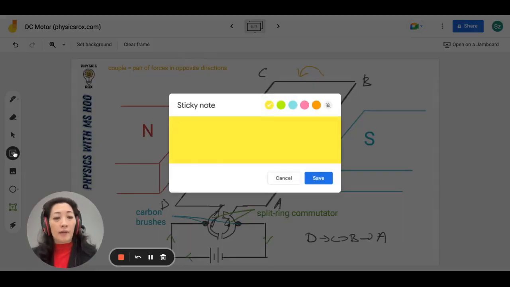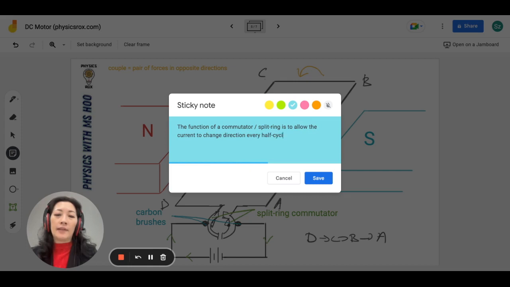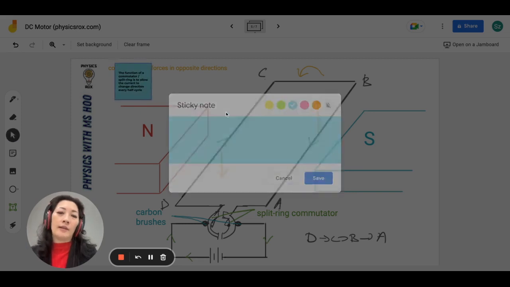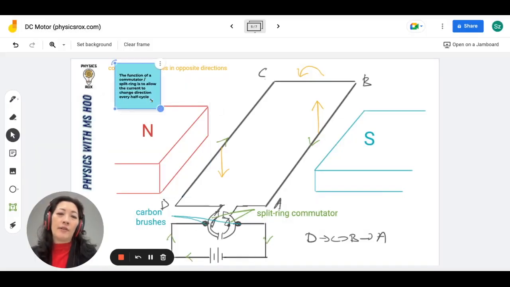So I'll write that over here with a sticky note. Okay, the function of a commutator or split ring is to allow the current to change direction every half cycle. So this is how you can write in your exams the function of the split ring commutator. Let's make this larger so that you can see it.